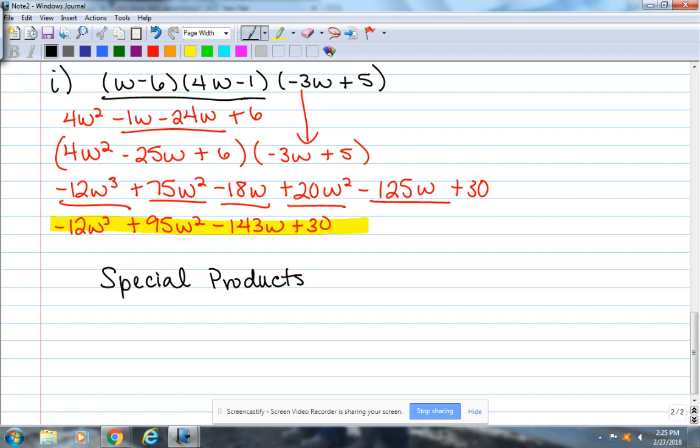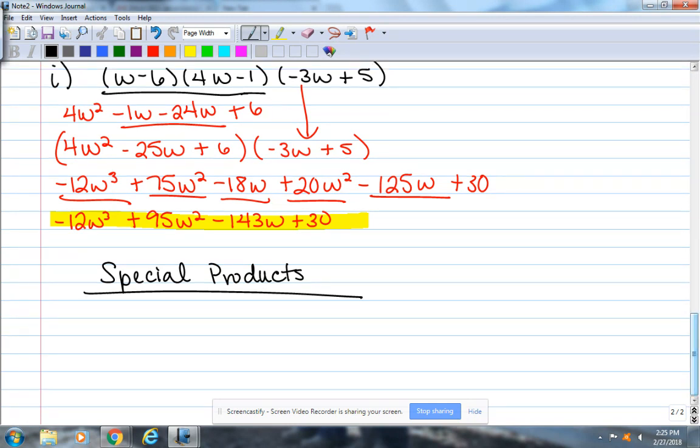Why can't we further break them down? Because they're not like terms. It's 95W squared, so you can't combine it with anything else because there are no other W squares. But 95 squared is 9,025. You're not factoring. You're just multiplying. Don't overcomplicate. Trust me. All right, let's talk about special products for a second.